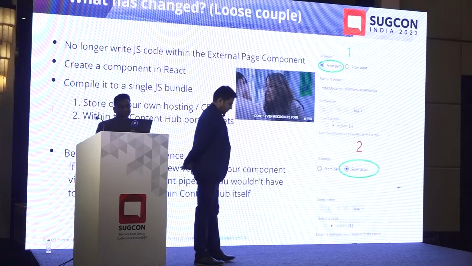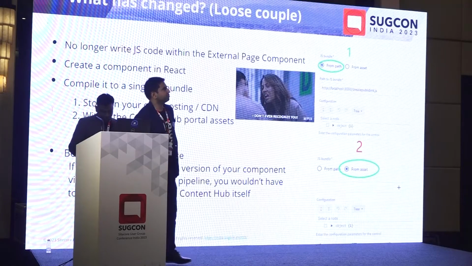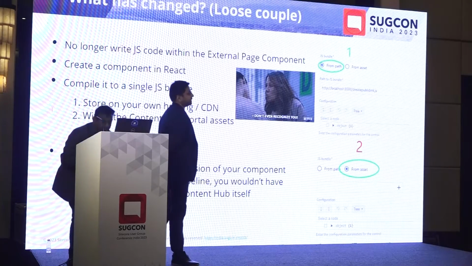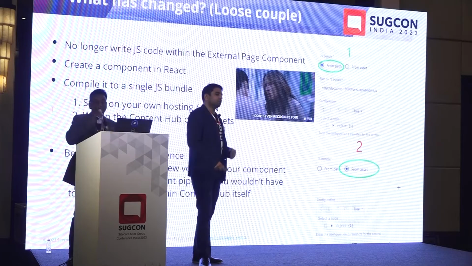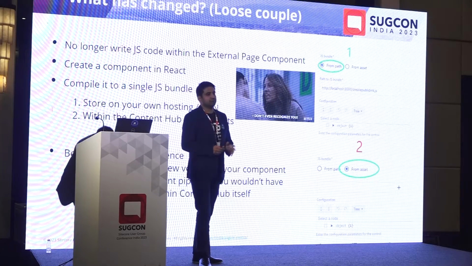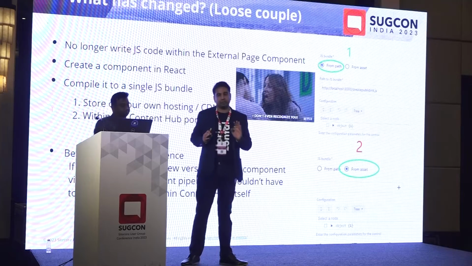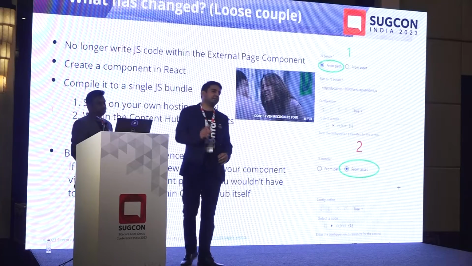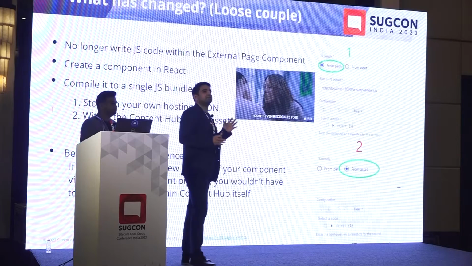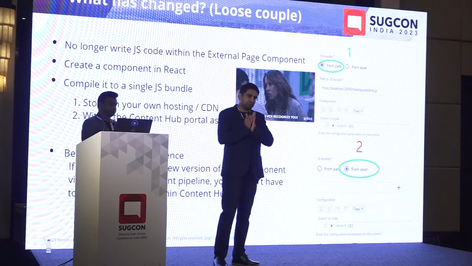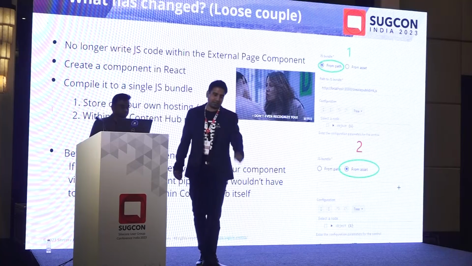So yeah, in the old external component, you used to write JavaScript code. You used to write the HTML template inside this external page component. But in the newer version of external component, you don't need to write any JavaScript code inside that external component. All you need to do is create your external component outside of that Content Hub instance in Visual Studio Code. Once you are done with it, just compile it and create one single bundle.js file.